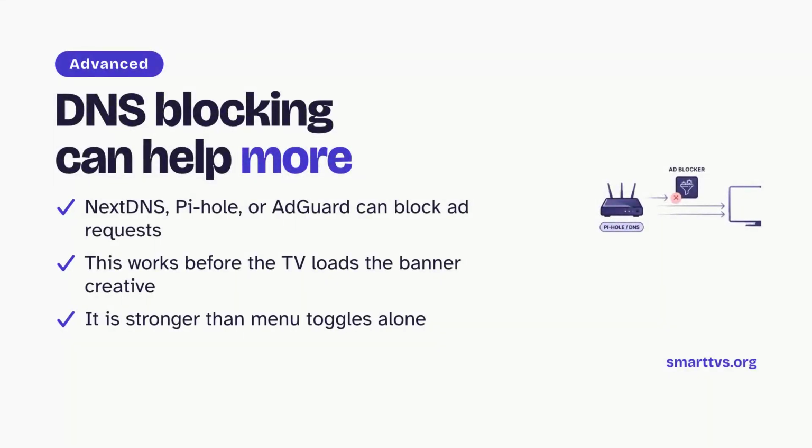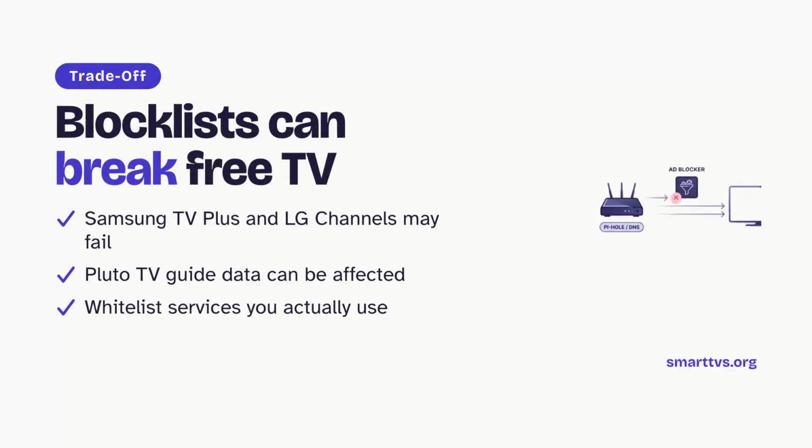If menu toggles are not enough, DNS blocking can help. NextDNS, Pi-hole, or AdGuard Home can block many ad network requests before the TV loads the creative. The trade-off is that block lists can break free channel apps. Samsung TV Plus, LG Channels, and Pluto TV may need whitelist rules if you still use them.